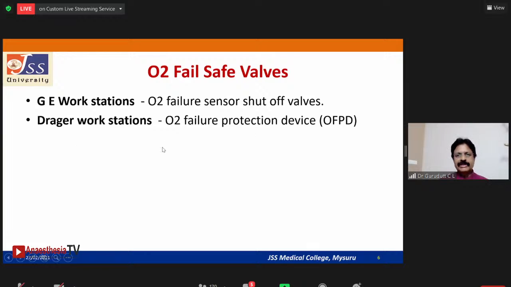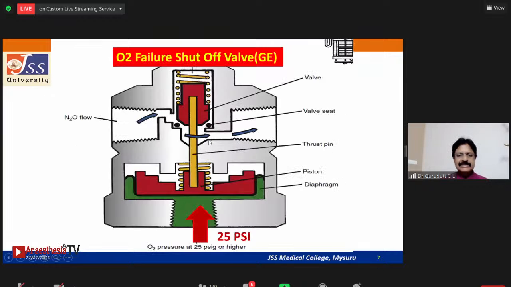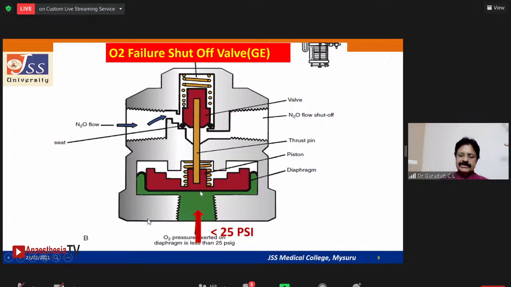So let us know about it. This is the shut-off valve. This shut-off valve is mainly present in the GE machines. You can see this fail-safe valve. So oxygen flow has to be there.